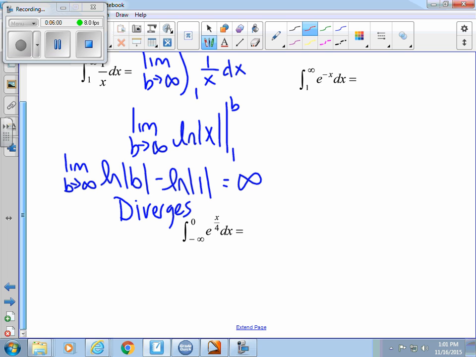Okay, so let's look at the next one. Before I work it, you tell me how to rewrite it. This one up here. But you're right, we'll do that one too. How will I rewrite that? Okay, the limit as b approaches infinity, and you can use any letter you want. There's nothing fancy about b. The integral from 1 to b, e to the negative x dx.